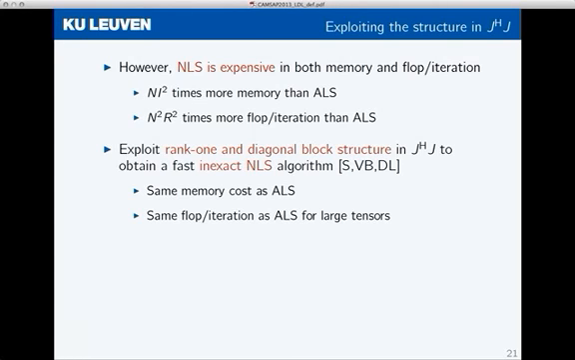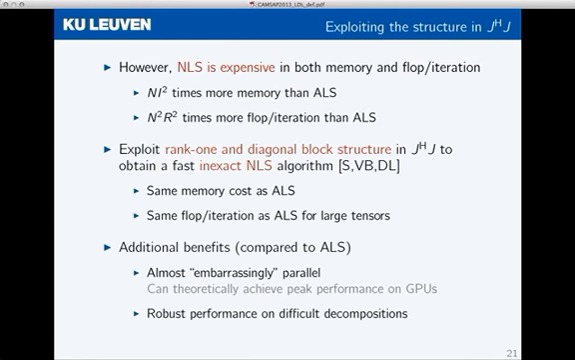And the result is going to be an algorithm that has these nice properties of quasi-Newton nonlinear least squares and everything. It works very efficiently, with the same memory cost as ALS, and of course a little bit more work. It starts with ALS, but with a little refinement, and this little refinement is negligible for large tensors.